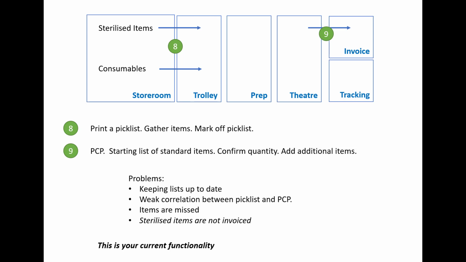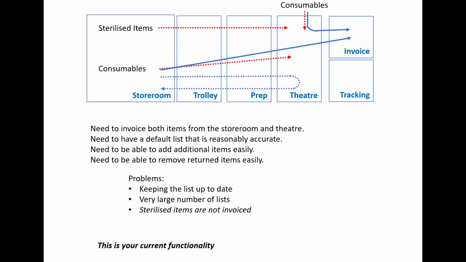Just to highlight some of the issues involved, you basically end up with a drawing like this, where within theatre you need to be invoicing both items that have come through from the storeroom as well as consumable items that you've got stored within the theatre. At the same time, you've got items that are coming through and then also being returned. So you can't just automatically assume everything that's going onto the trolley is going to be invoiced, because items are going back.